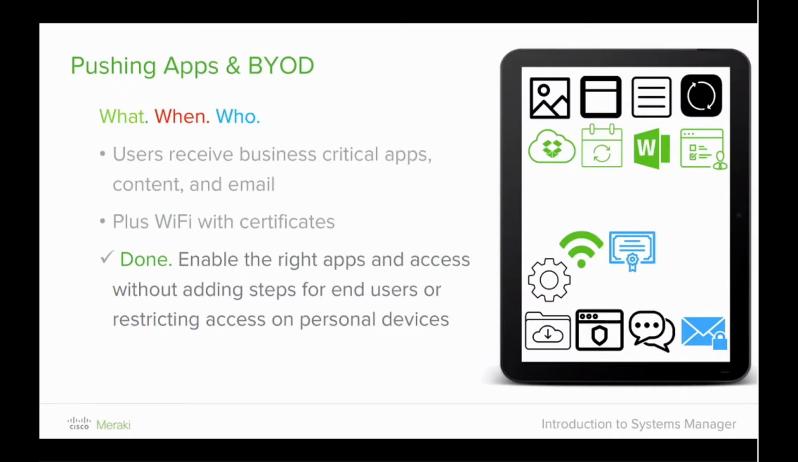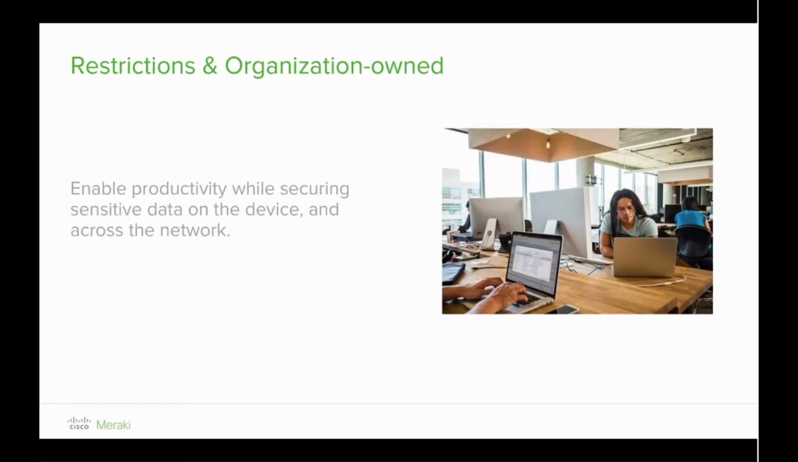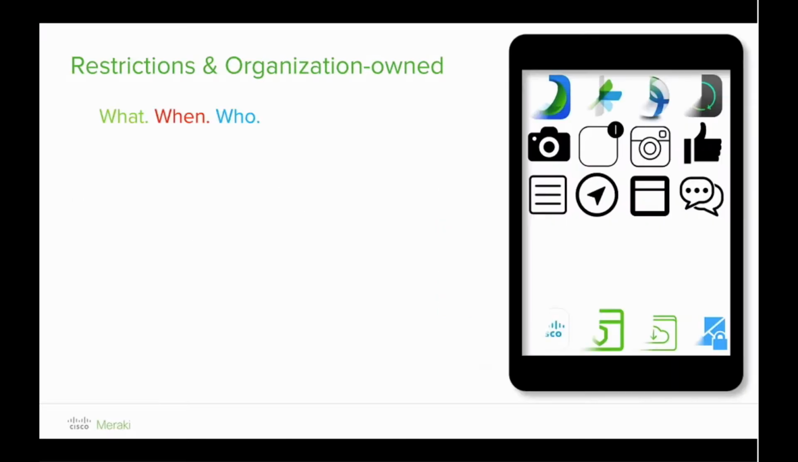So let's talk about organization-owned devices. So here you're enabling productivity, but also securing sensitive data on that device. So here we have a device on the right-hand side again. We already have some productivity applications pushed out there. So things like WebEx, Spark, AnyConnect, as well as things like an Exchange server, etc.